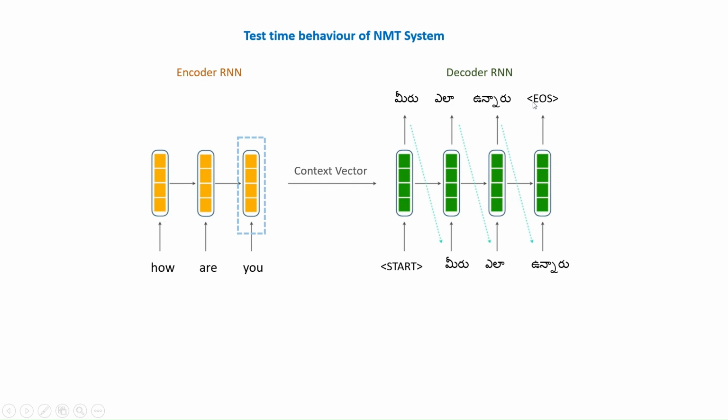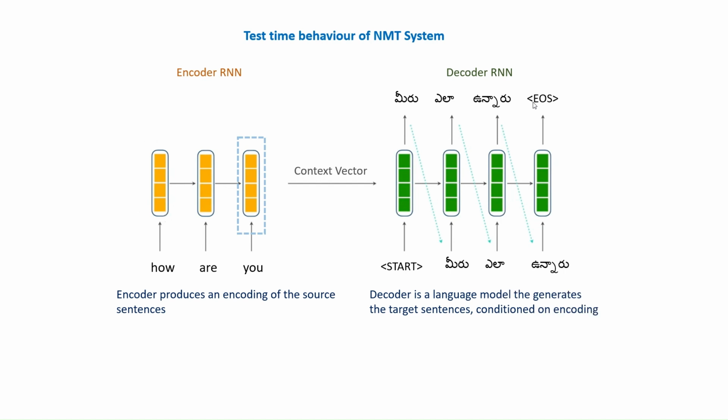Thus you can say that the encoder produces the encoding of the source sentence, which is available in the hidden state, and the decoder RNN is a language model which generates the target sentence conditioned on the encoding. Thus this is called a conditional language model, because the decoder is predicting the next word of the target sentence y, and its predictions are conditioned on the source sentence x.